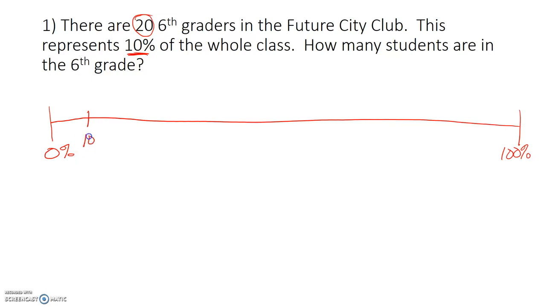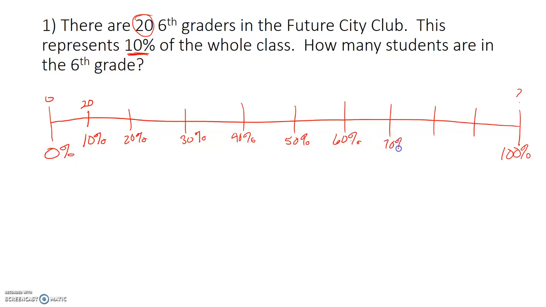So I can make a diagram. 10% is 20 students. And 0%, that's 0 students. And what I want to know is how many students make up 100% of the class. So let's count by 10% up to 100. So here's 10, 20, 30, 40, 50, 60, 70, 80, 90%. And I can fill this in. 40%, 50%, 60, 70%, 80%, and 90%.